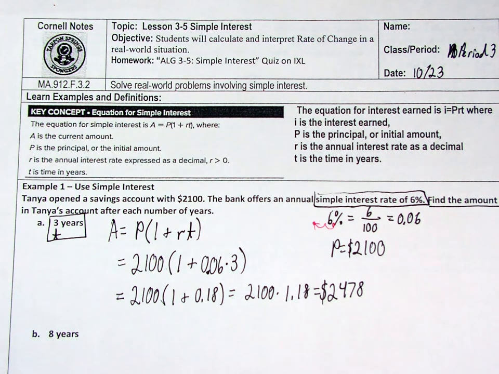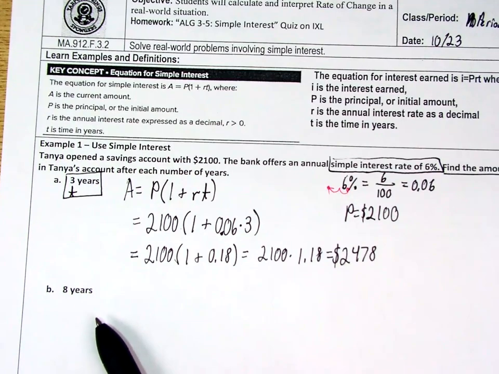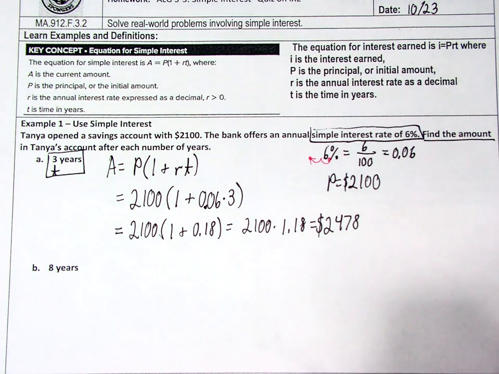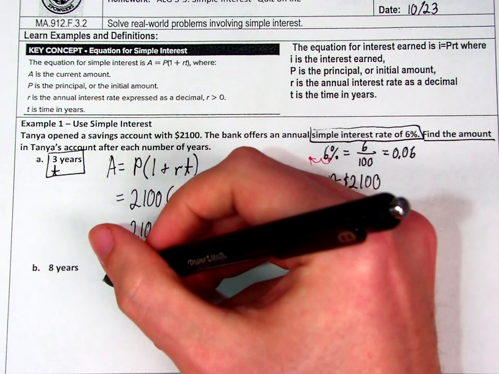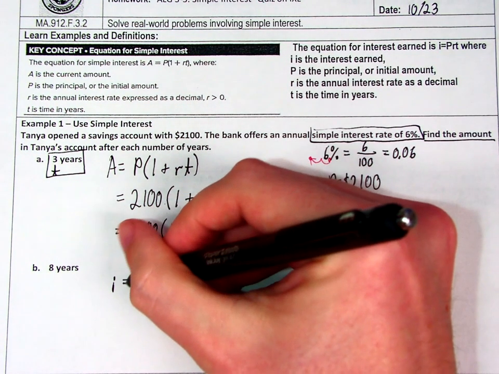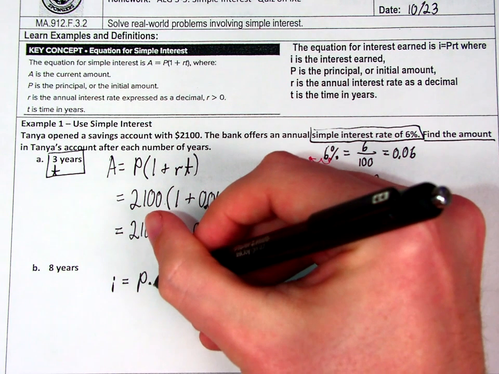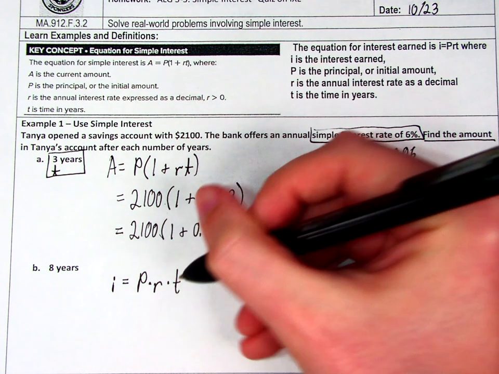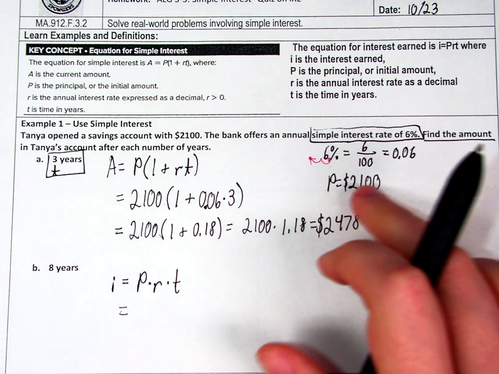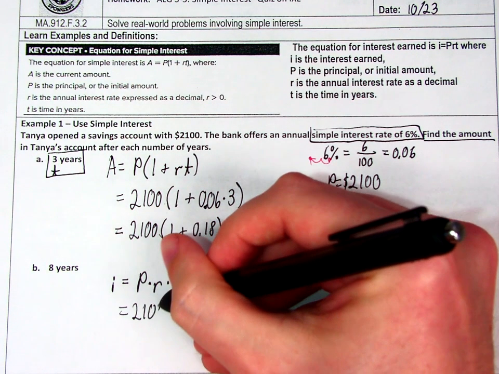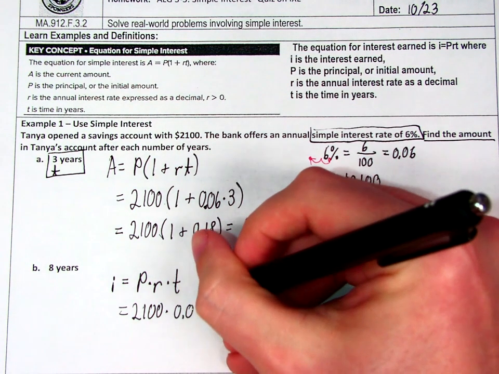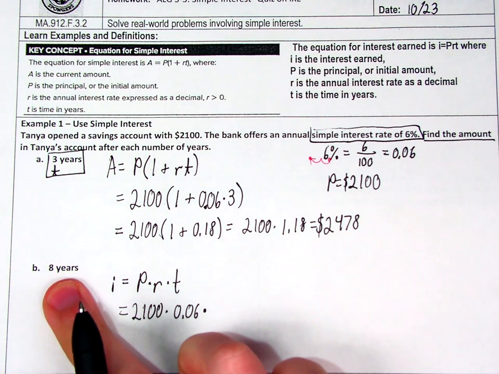We then decided to approach part B another way. We decided to use the amount of interest earned to see how that would be different. I, being the amount of interest earned, should be the principal times the rate times the time. Luckily, everything is basically the same. Our principal is still 2,100. Our rate is still 0.06. And our time is now 8 years instead.